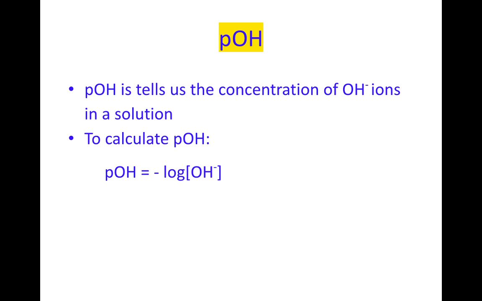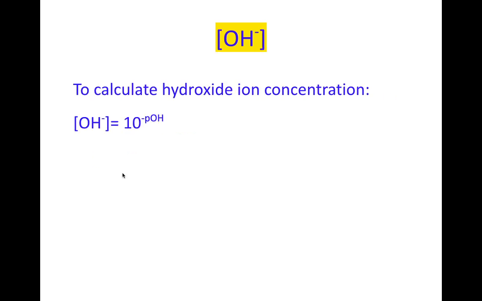For pH, it's the negative log of the hydrogen ion concentration. Well, for pOH, it's the negative log of the hydroxide ion concentration. So if we know the hydroxide ion concentration, then we can determine the pOH of the solution. Likewise, if we know the pOH of the solution, we can turn that formula around and calculate the hydroxide ion concentration. The hydroxide ion concentration is 10 to the negative pOH.